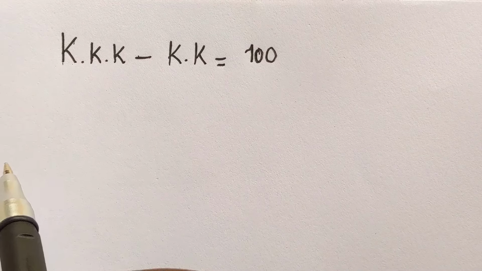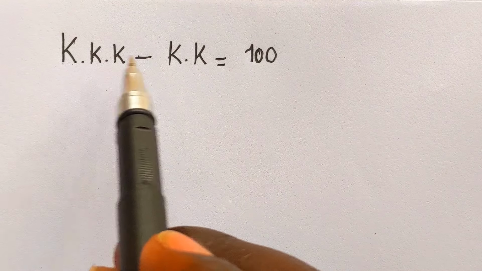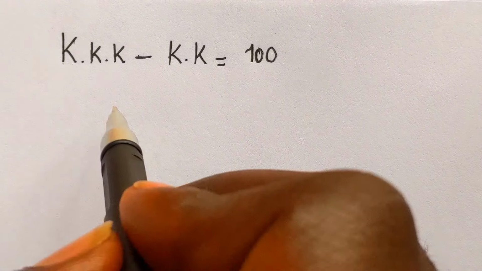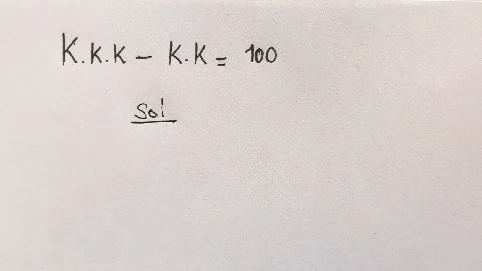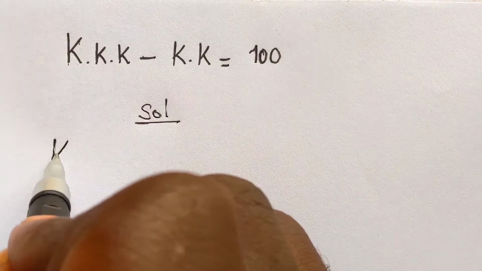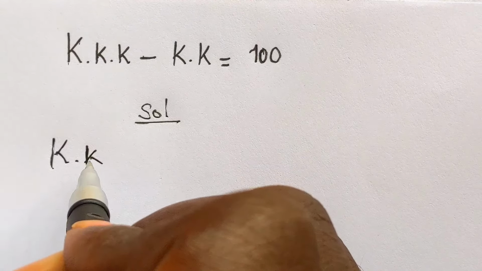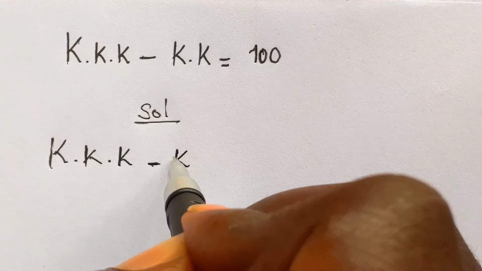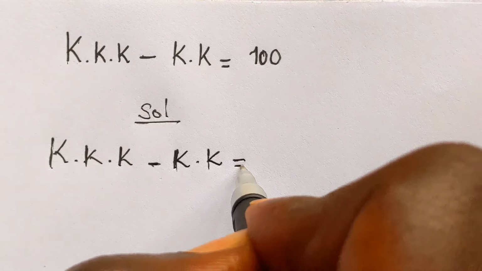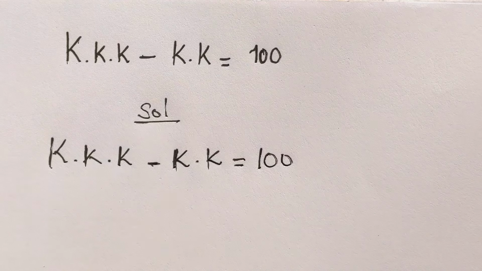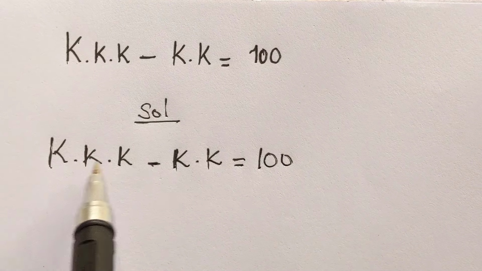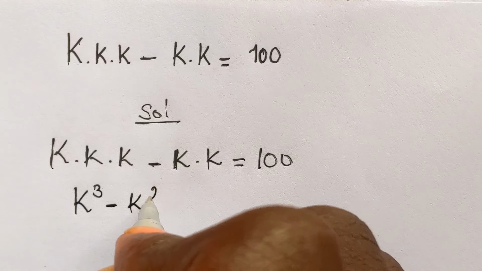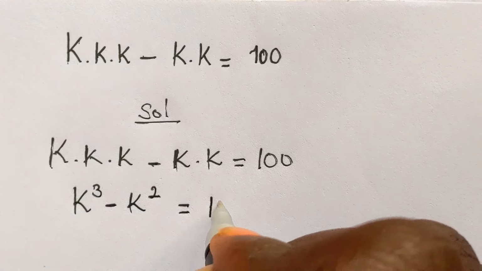Alright, we have got a question: k times k times k minus k times k equals 100. Solution. Here we have to copy what we have. We have k times k times k, then minus k times k, which equals 100. When we have k times k, that is k to the power 3, then minus k squared, which equals 100.